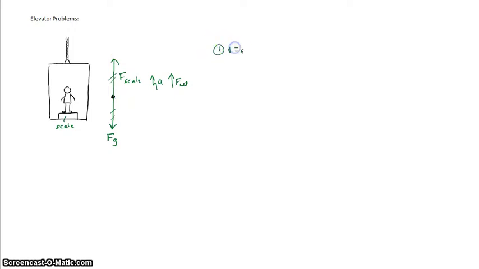If v is a constant, F net equals ma equals 0, and that's just going to tell you that this scale is going to read your true weight. Nothing funky going on there. It's just going to read what's there. But let's imagine a different scenario. Let's say we're going up, our velocity is up, and our acceleration is up. So we're going up and speeding up. What's that going to look like?